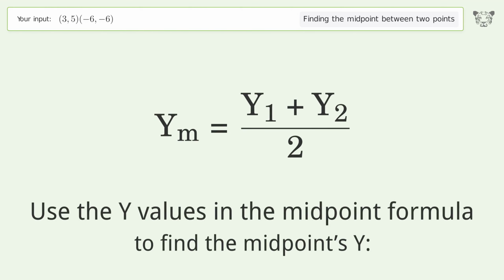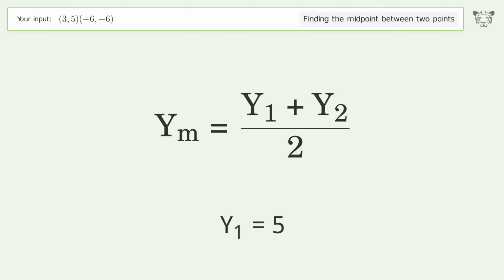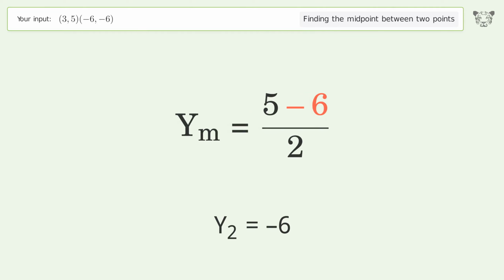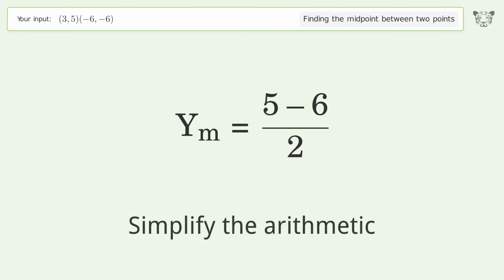Use the y values in the midpoint formula to find the midpoints y. y1 equals 5. y2 equals -6. Simplify the arithmetic.